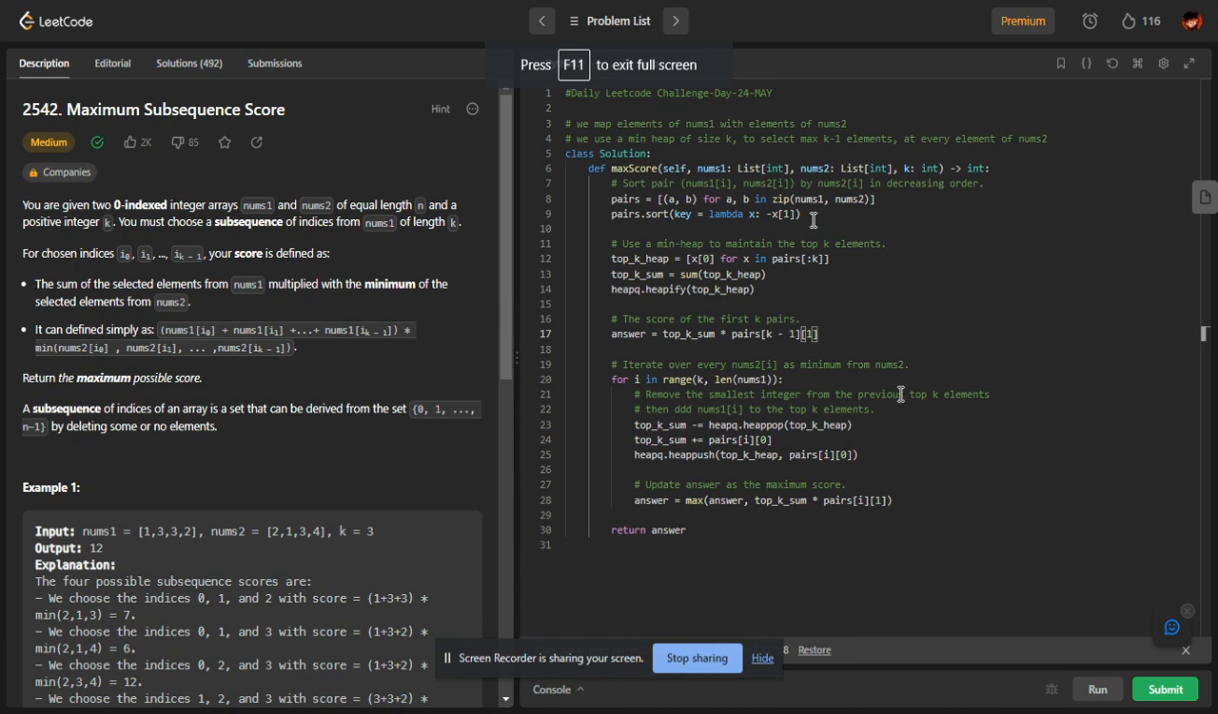So till this part is very clear. We are mapping the elements. We are sorting it based on these nums2 elements, in a descending order. Please remember this thing. We are doing a descending sort. That means the pairs are sorted in a descending order based on the values of the corresponding nums2 element. Now we are going to use a minimum heap to maintain the top k elements.